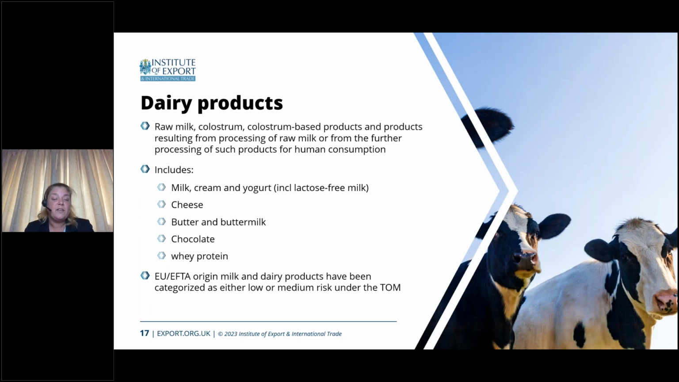So dairy products, especially when it comes to our exports, but also a large volume of imports fall within the dairy products category within sanitary restrictions. So this can be anything from the raw milk to pasteurized. It could be the cream, butter, chocolate, whey proteins. The origin milk and dairy products must have been categorised as either low or medium risk under the TOM in order to allow these goods to move through at a more speedy rate.